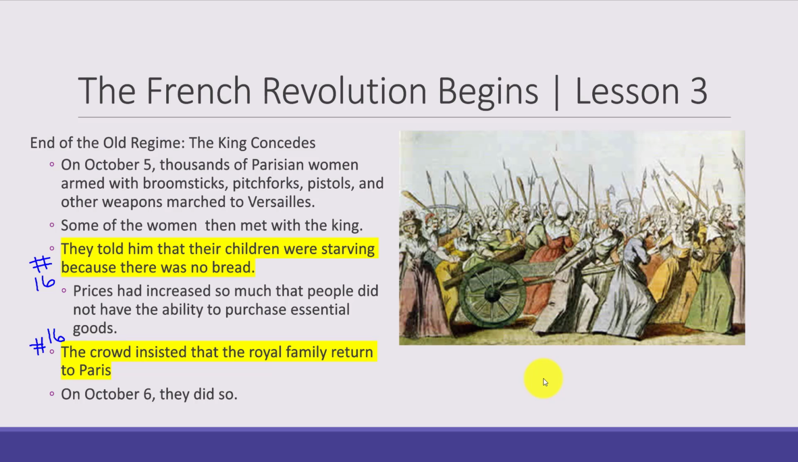All right. So the crowd insisted that the royal family return to Paris. Okay, because at one point when all of this happened with the storming of the Bastille and so forth, they fled and they went to Austria. But they demanded that his wife and children, because he had children now, return back to Paris, because he remained. His wife and children left to Austria, so they did come back. Okay.